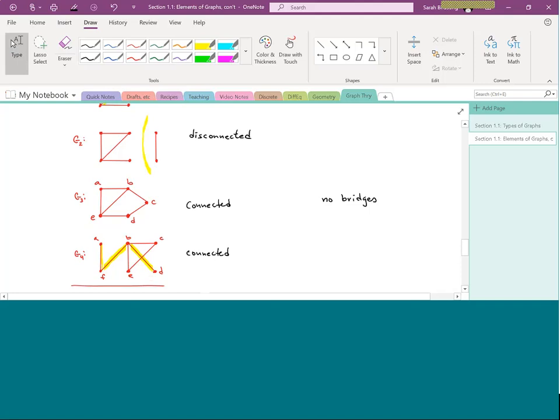So let me actually write out those bridges. The bridges were AF, BF, and BD.